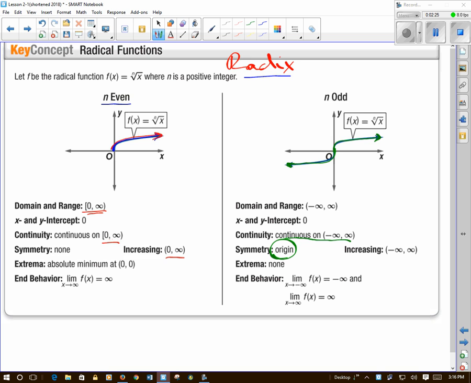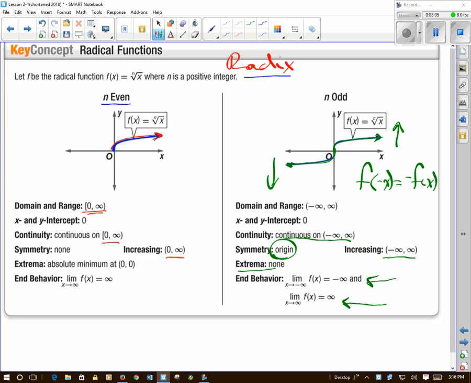Remember that symmetric through the origin, once again, means that f(-x) = -f(x). So you can test that out pretty easily. It's increasing over its whole domain, from negative infinity to infinity. No extrema, because it keeps going up infinitely to the right and down infinitely to the left, and doesn't have any places where it flattens out. End behavior: now we do have limits at both ends. As x goes to negative infinity, the function is going to negative infinity, and as x goes to infinity, the whole thing is going to infinity.